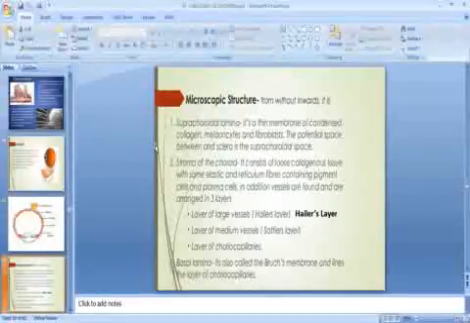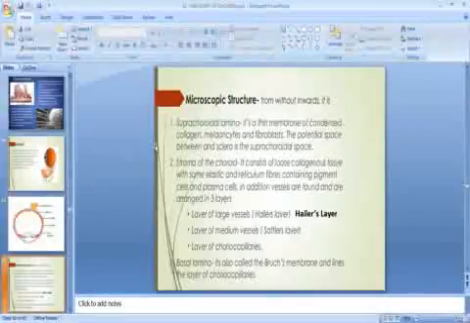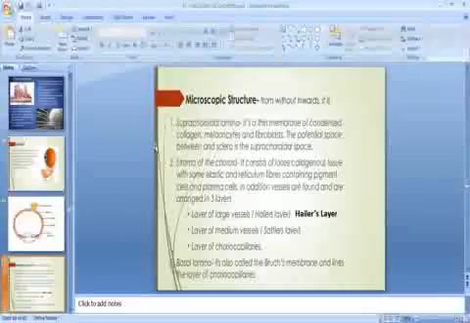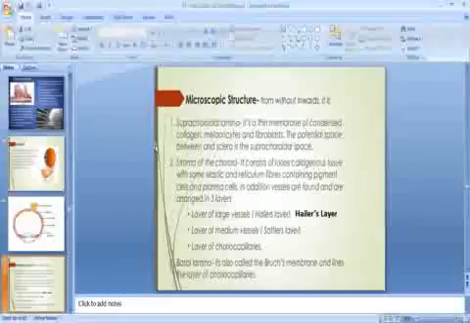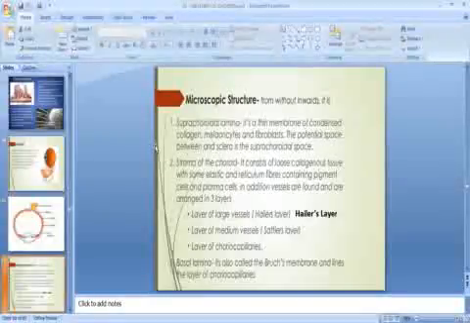The second layer is the stroma of the choroid. It consists of loose collagenous tissue with some elastic and reticulin fibers containing pigment cells and plasma cells. In addition, vessels are found and are arranged in three layers. The first is a layer of large vessels, also called Haller's layer. The second is a layer of medium vessels, Sattler's layer. The third is a layer of choriocapillaris.